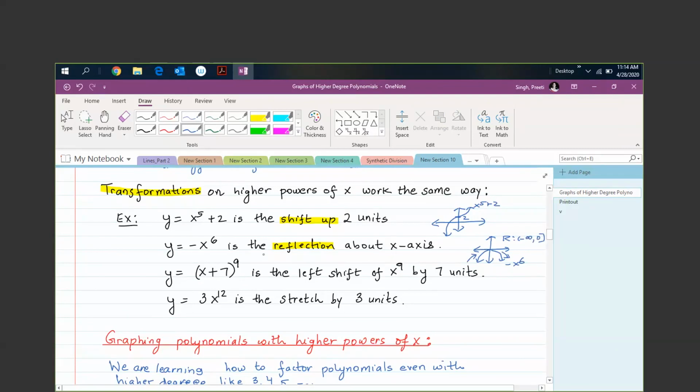For example, the third one is your left shift, right? Shift to the left by 7 units. And the fourth one is the stretch. Any questions up till here?